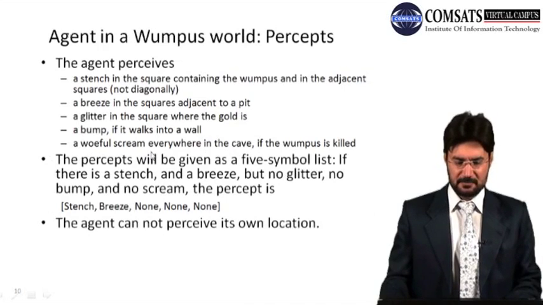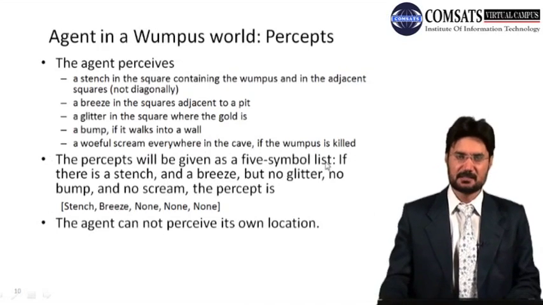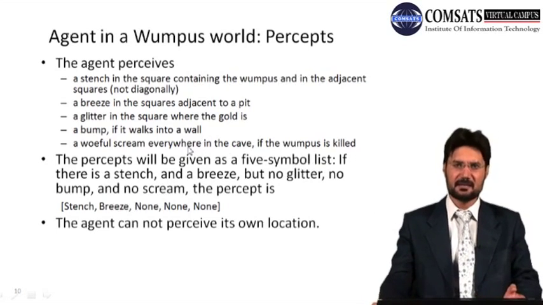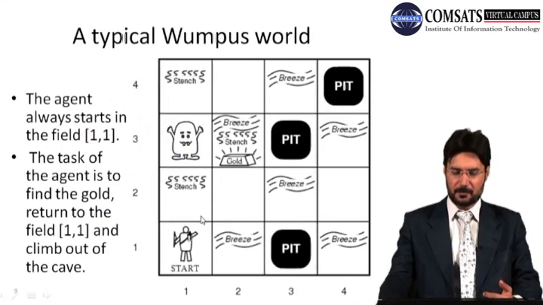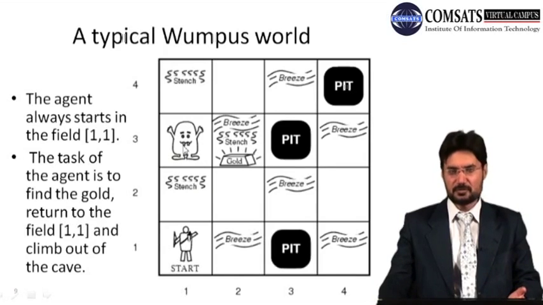An awful scream is heard everywhere in the cave if the wumpus is killed. So if you are playing the game on a computer, and an arrow is thrown in the direction of a wumpus, then there will be a scream, and you will know that the wumpus is dead. You cannot go to the room and kill it.